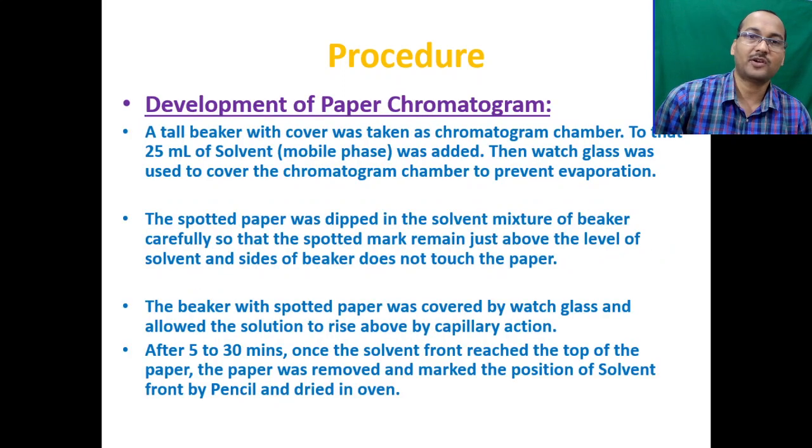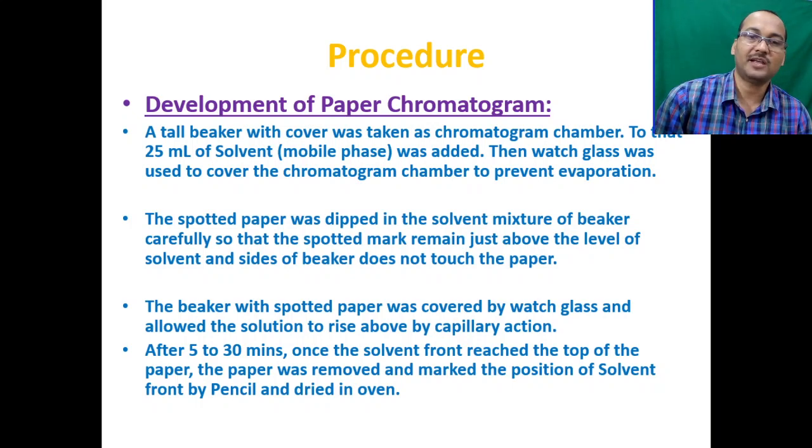Then development of the paper chromatogram. A tall beaker with cover was taken as the chromatogram chamber. To that, 25 ml of solvent mobile phase was added. Then a watch glass was used to cover the chromatogram chamber to prevent evaporation. The spotted paper was dipped in the solvent mixture in the beaker carefully so that the spotted mark remains just above the level of solvent and the sides of the beaker do not touch the paper. The beaker with spotted paper was covered with the watch glass and the solvent was allowed to rise by capillary action.